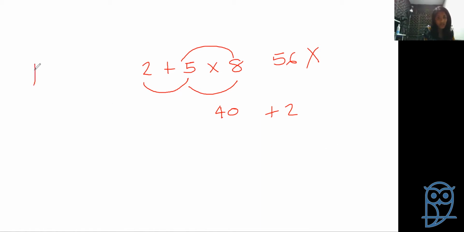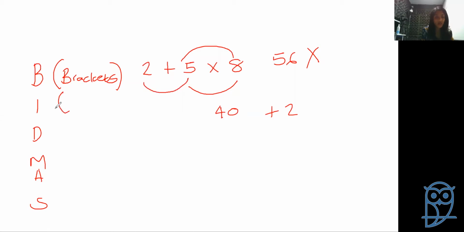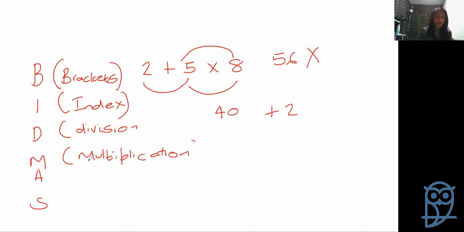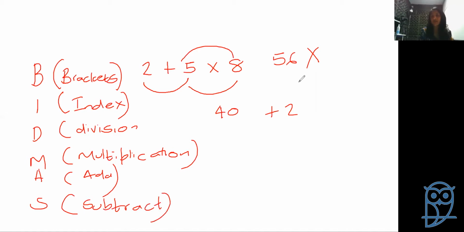So we're going to work with something called BIDMAS. Firstly, we always solve brackets first, and then indices, which is also index, then division, multiplication, addition, and subtraction. This is the order in which we work. When we're working out an order of calculation, it's important to know this. It is a useful way of remembering the order in which to calculate.